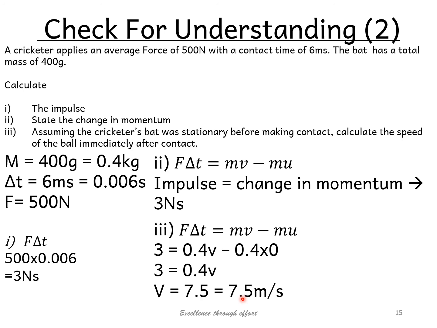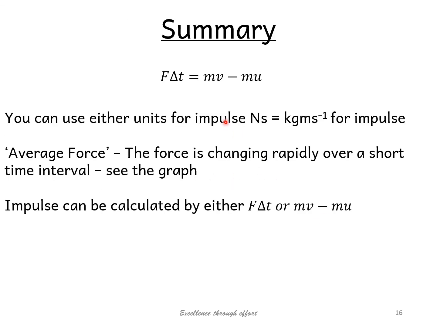So see if you can try and spot the routine and the trick that the impulse is the same as the change in momentum. So to summarize, impulse is equal to the change in momentum. You can use either units for impulse, newton seconds or kilogram meters per second. We use the average force to talk about the force here because the force is changing rapidly over a short time interval. Impulse can be calculated either by F delta T or mv minus mu, and by the same argument, the change in momentum can be calculated by mv minus mu or F delta T.